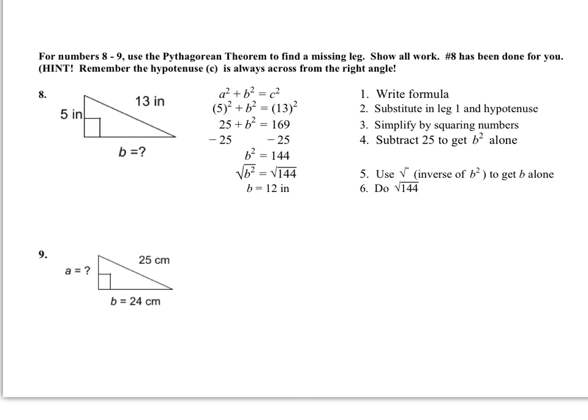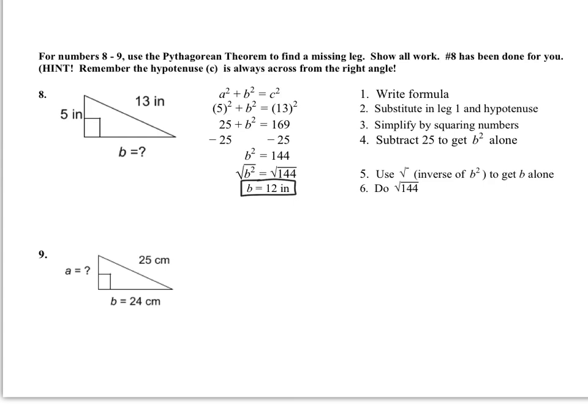So first thing I'm going to do is write my formula. Now even though I'm missing a leg, my formula does not change. It's still a squared plus b squared equals c squared. My next step is to substitute in my values. So 5 is going to take the place of a, so 5 squared, and 13 is going to take the place of c this time because it's the side that's opposite the right angle. It's the hypotenuse. Then I'm going to simplify. 5 times 5 is 25, and 13 times 13 is 169. Now to get b squared by itself, I would first subtract 25 from both sides, making b squared equal 144, and then the inverse of squaring is to square root, and the square root of 144 would be 12 inches. And so my final answer to this Pythagorean theorem problem would be 12 inches for my leg.